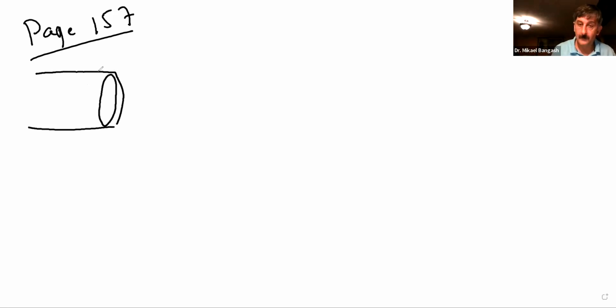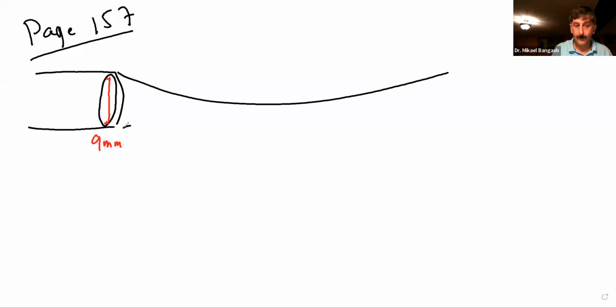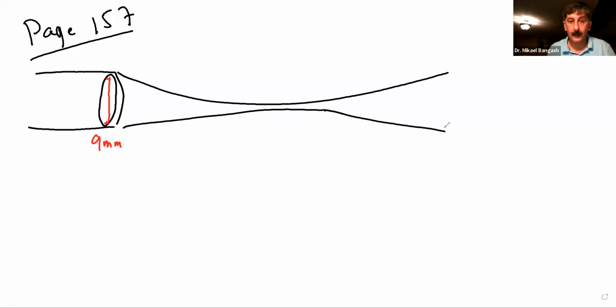And what this one here is going to be is 9 millimeters. And then we have a beam, like this. And then they mainly say that this distance here, that is 8 centimeters.